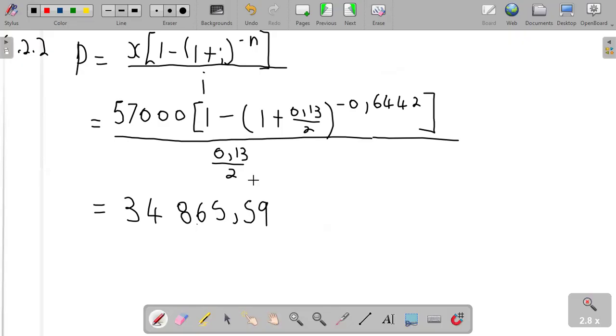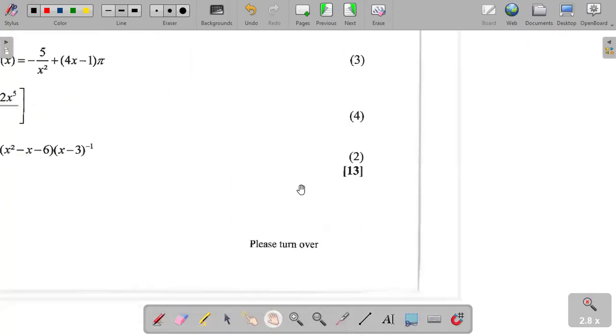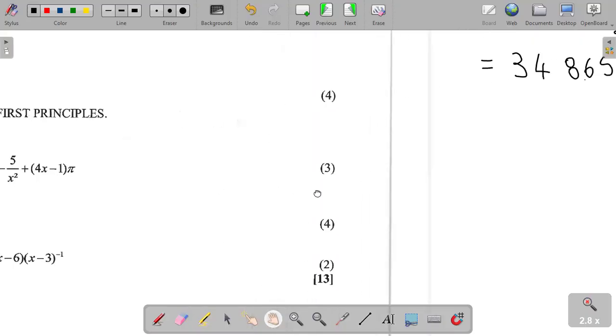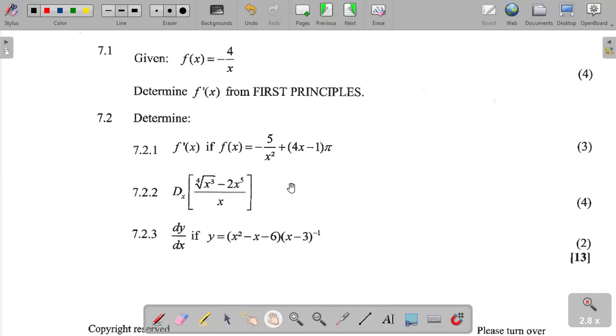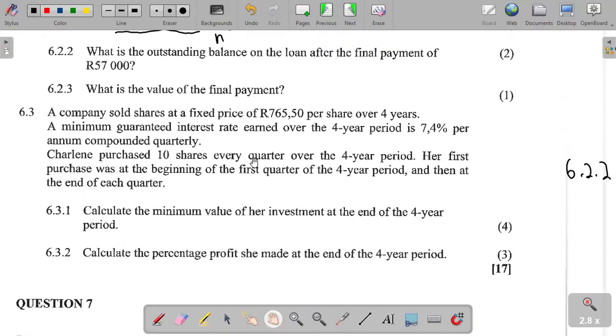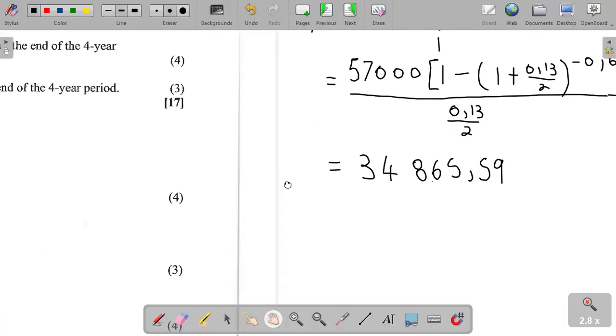Okay. And this is what the present value would be. So this would be the last payment. It won't be 57,000, you understand? This will be the last payment that we make. So it will be the 39th payment, that one. So now 6.2, but they say, what is the value of the final payment? What is the value of the final payment? So now the final payment, okay.